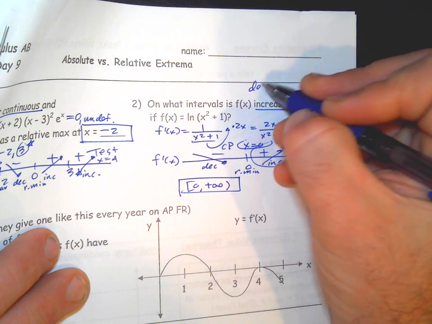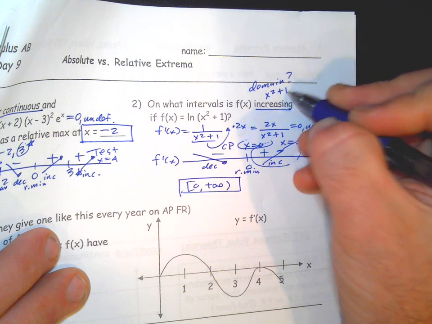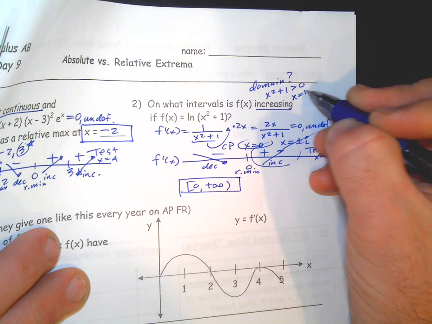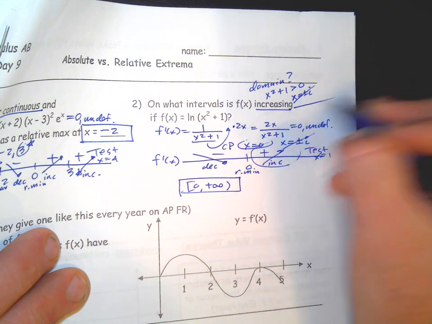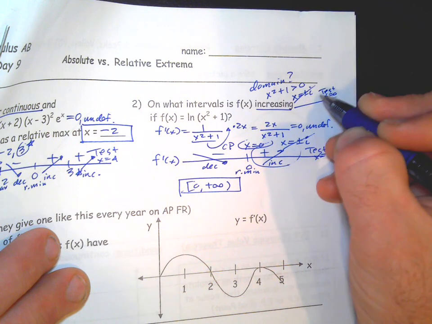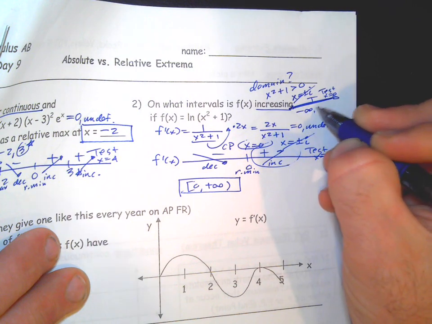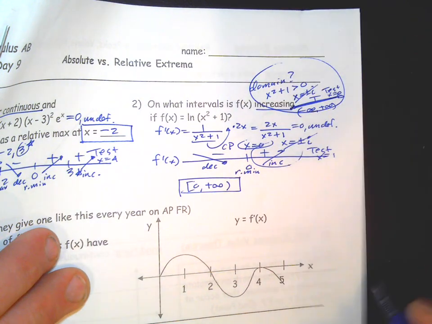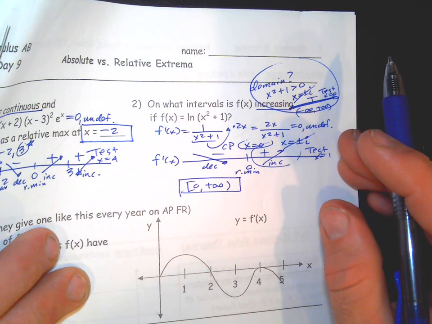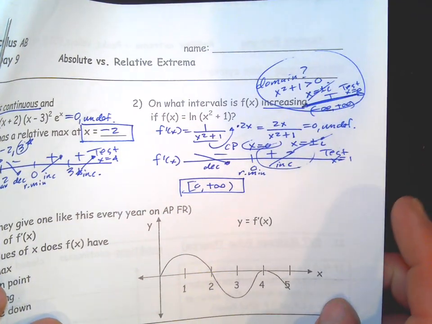Are there any domain issues with this? Natural log, the inside has to be positive. If you were to solve this, you would get plus or minus i. You could do a line check and test any value like x equals 0, and it would be true the whole time. The domain is all real values, negative infinity to positive infinity. In other words, x squared plus 1 is always positive no matter what you plug in for x, positive, negative, 0, whatever. Okay, interval notation.